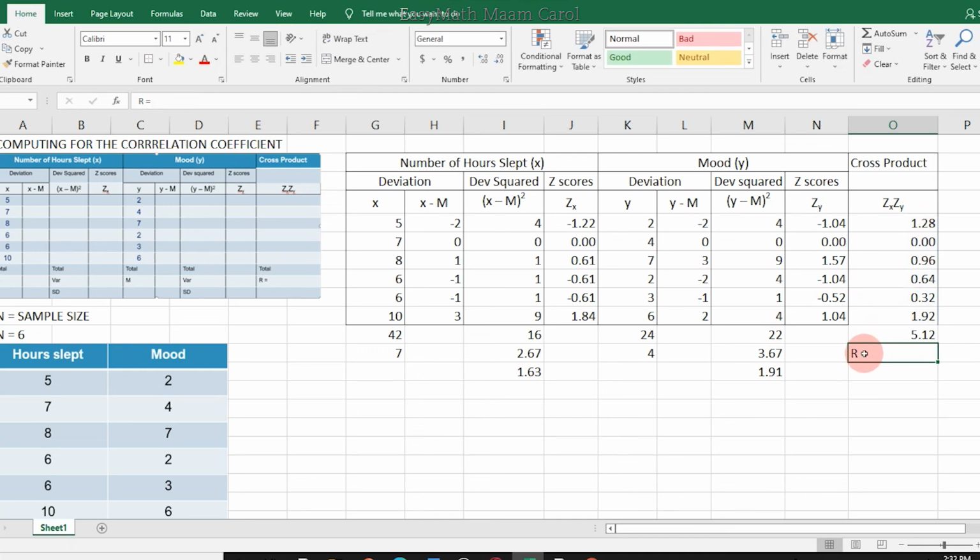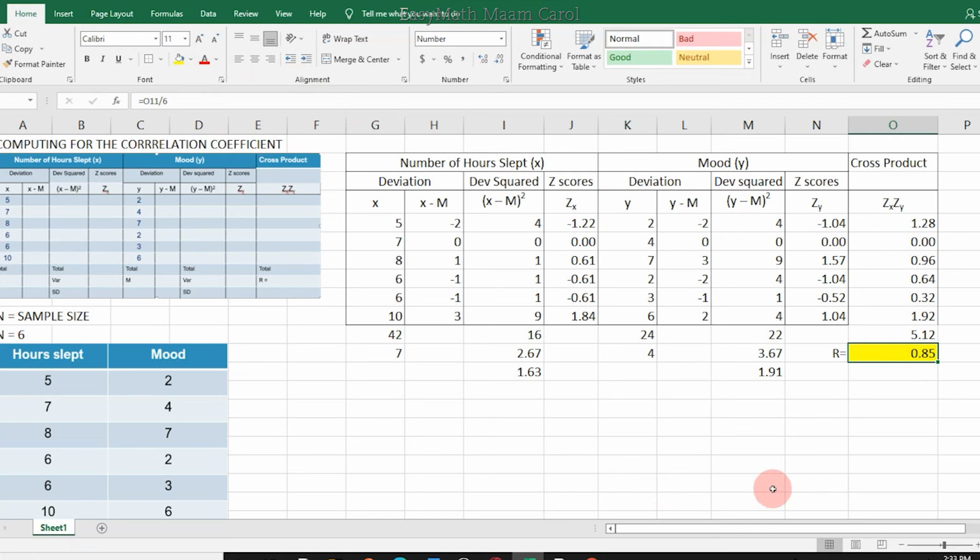Finally, to get R, we label it here, R equals, so we know that this is what we are computing. Equals this divided by 6, because 6 is our data size. And that is your correlation coefficient. 0.85. This gives us a fairly strong correlation between the number of hours of sleep and the happy mood. So, there is a strong correlation between our two variables.